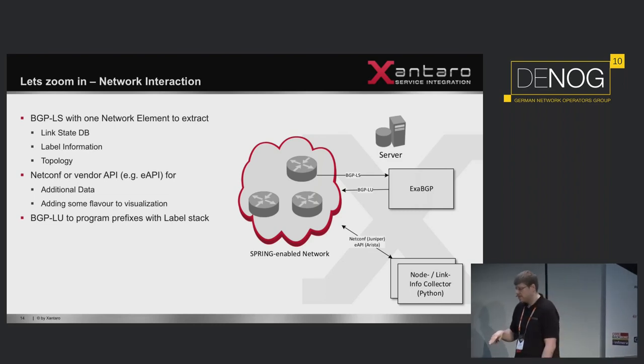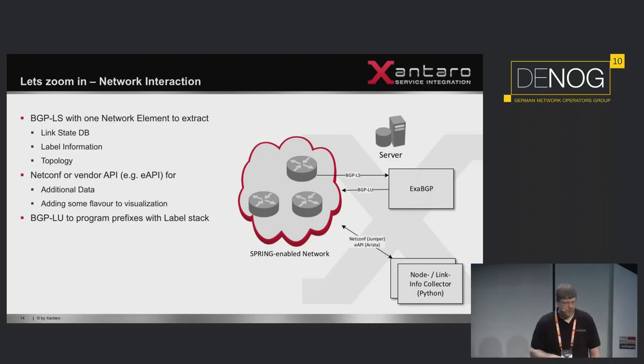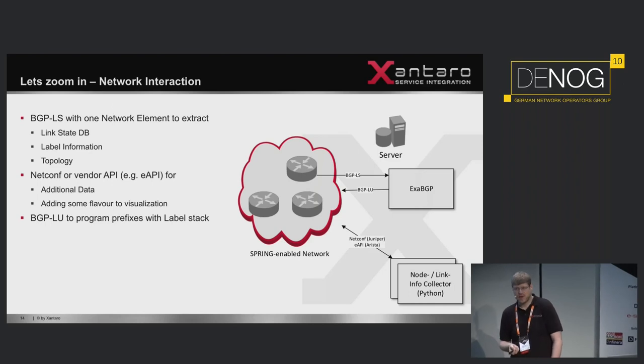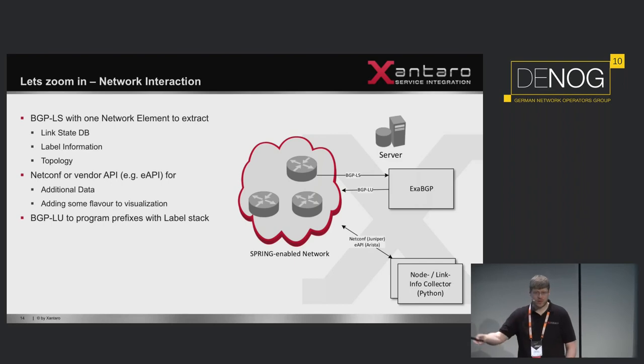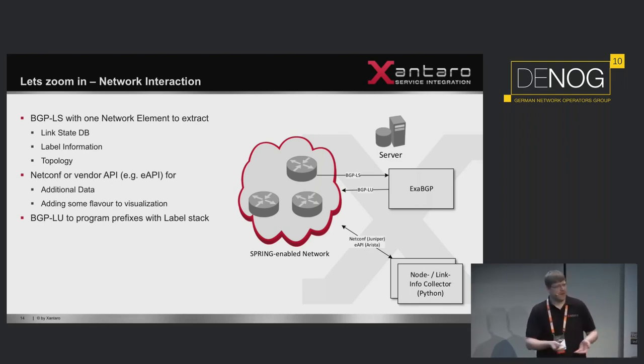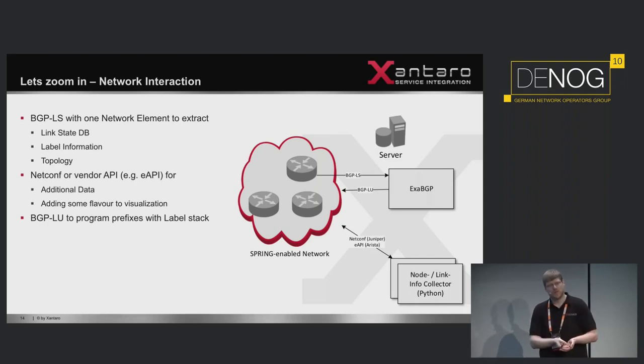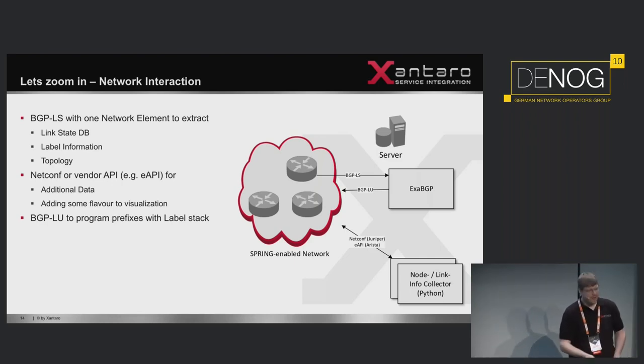There's an additional bit in the solution, which is shown down here. There's a small script in Python which actually extracts additional information from the network via some vendor-specific protocols. Might be netconf on the Juniper stuff if they actually support that. It is eAPI if we are querying stuff on Arista devices. That's mainly for adding additional information which is used for humans, like interface descriptions, interface names, which BGP-LS does not really care about, but your operator or your human people in front of this tool will actually care about because they can relate to the actual interfaces.